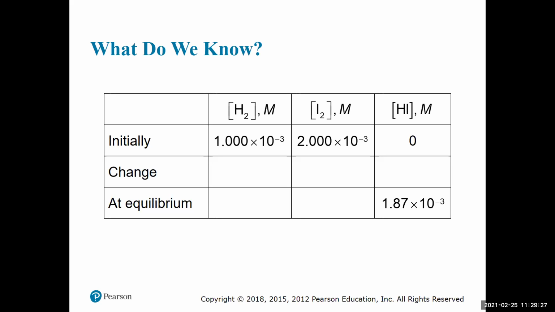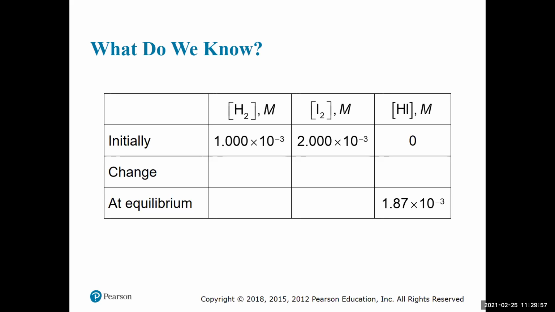So if we go in and fill in that information that we got in the problem to start with, we know that initially we have 1 times 10 to the minus 3 molar hydrogen. We have 2 times 10 to the minus 3 molar I2. And we knew at the start we don't have any HI, right? We just dumped the H2 and the I2 together. Nothing, we haven't done anything initially. So that we can express as 0.